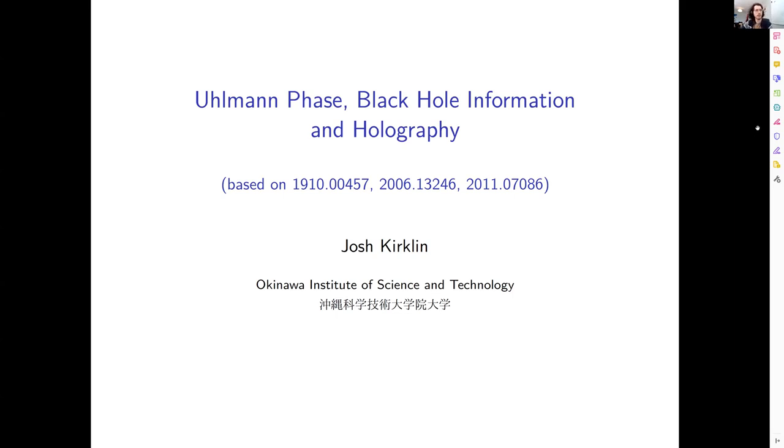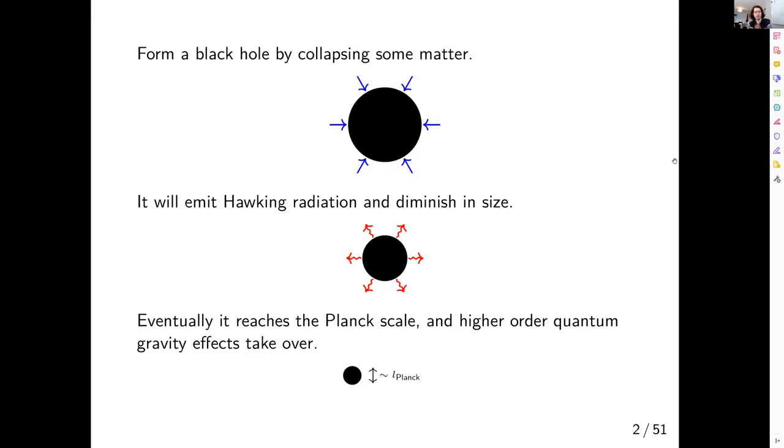Okay. Well, thanks very much for the opportunity to talk. Like Santan said, I'm going to talk about these three papers, which are about the role of Uhlmann phase in quantum gravity, basically. So let me start by recapping something we're all pretty familiar with. We form a black hole by collapsing some matter in. This isn't a stable object because it will lose energy via the Hawking process, and so it will slowly decrease in size. And eventually it will be so small that it reaches the Planck scale, and at that point, higher order quantum gravity effects take over. And I'll only really in this talk be interested in what happens before that point.